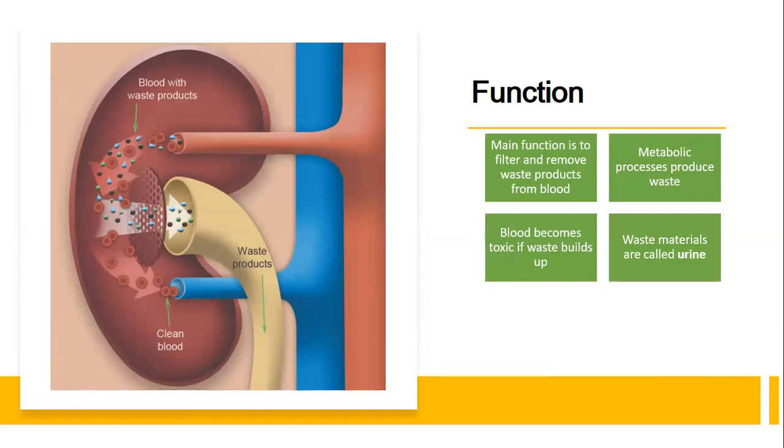So we see in the photo the blood with the waste product enter the kidney, and the waste product is secreted to the ureter, and clean blood goes again to the vascular system. Urine is then removed from the body through the collecting system and the urinary system.